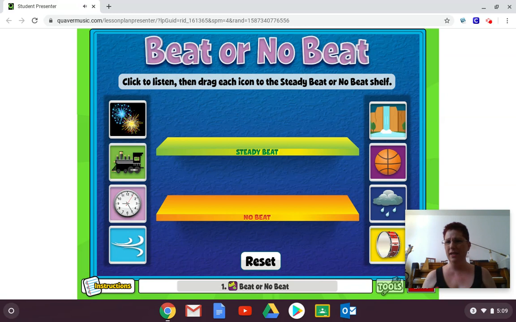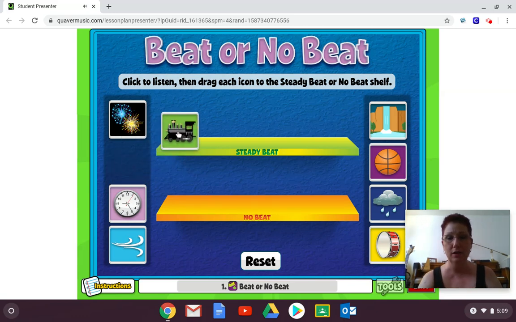Does that feel like I can do that? I don't think so. Remember, there's only two. Let's try the next one. Let's try the train. Ooh! That one, I was able to snap a nice steady beat to it. I'm going to drag and drop that one onto the steady beat line.